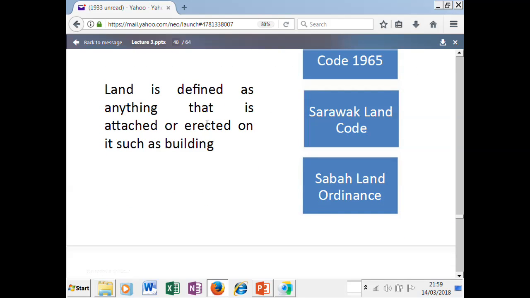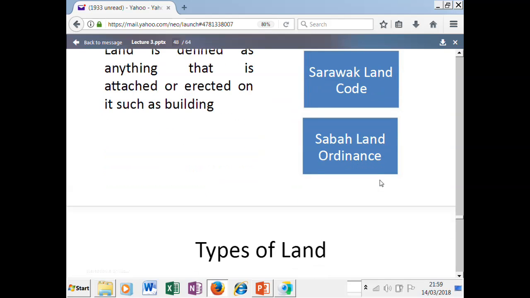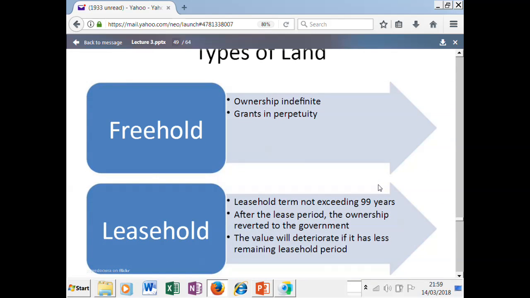Okay, land is defined as anything that is attached or erected is okay. So basically National Land Code kena tengok, Sarawak Land Code and Sabah Land Ordinance. Type of land, okay, ni kalau you nak pergi property property dia ada freehold dengan leasehold. Freehold tu ialah kekal selama-lamanya. Kan? Kekal selama-lamanya. Freehold is you can actually own the house forever lah. Leasehold, it will be have some time, for example 99 years leasehold. Then after that you renew balik.